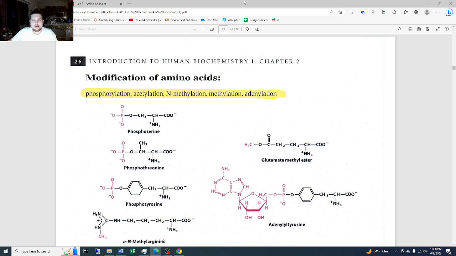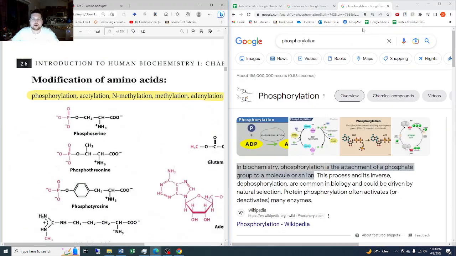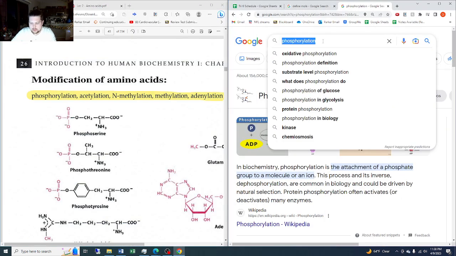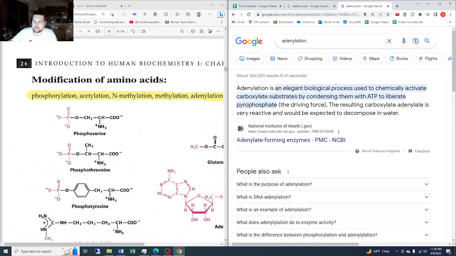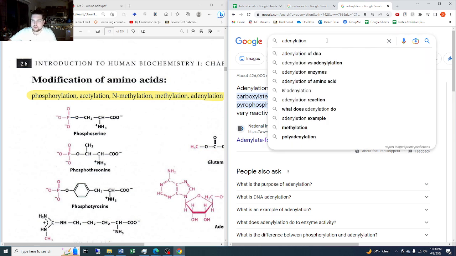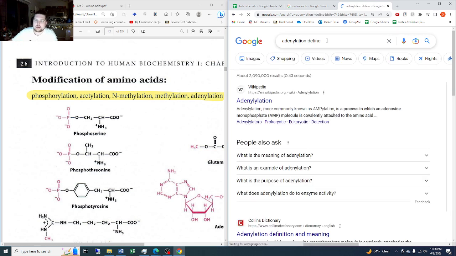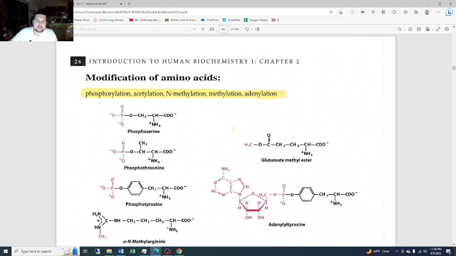Adenylation should be adding, I don't remember exactly what group that is. I think it has to do with ATP. Adenosine modifies molecules covalently attached to the amino acid, yeah. So that's adding the adenine group, which you'll learn more about. It's part of ATP and that whole system.